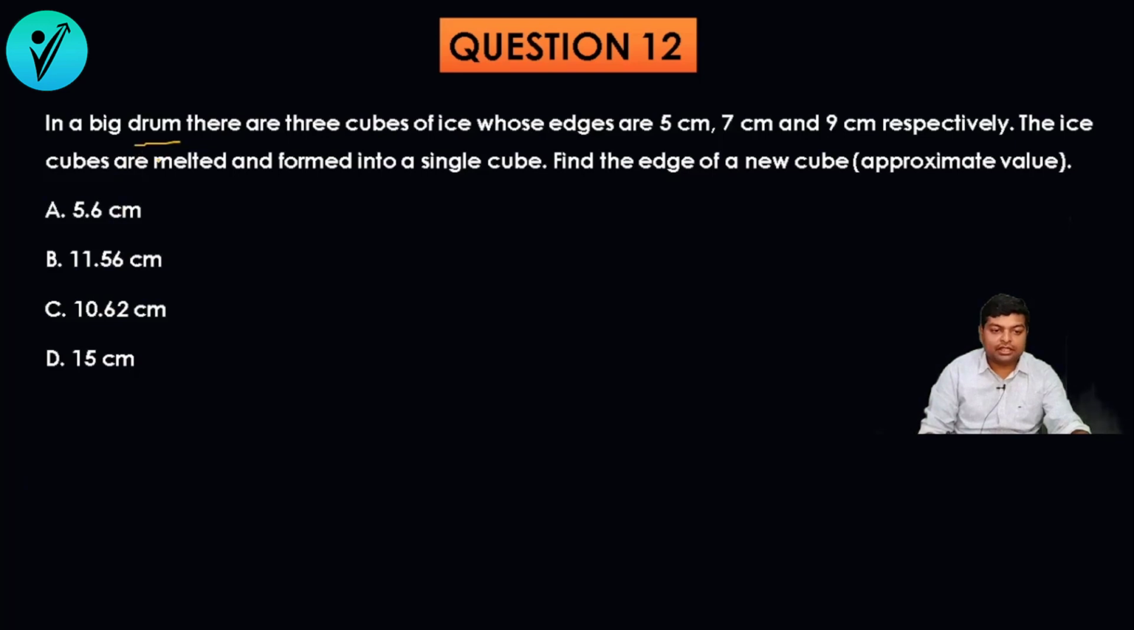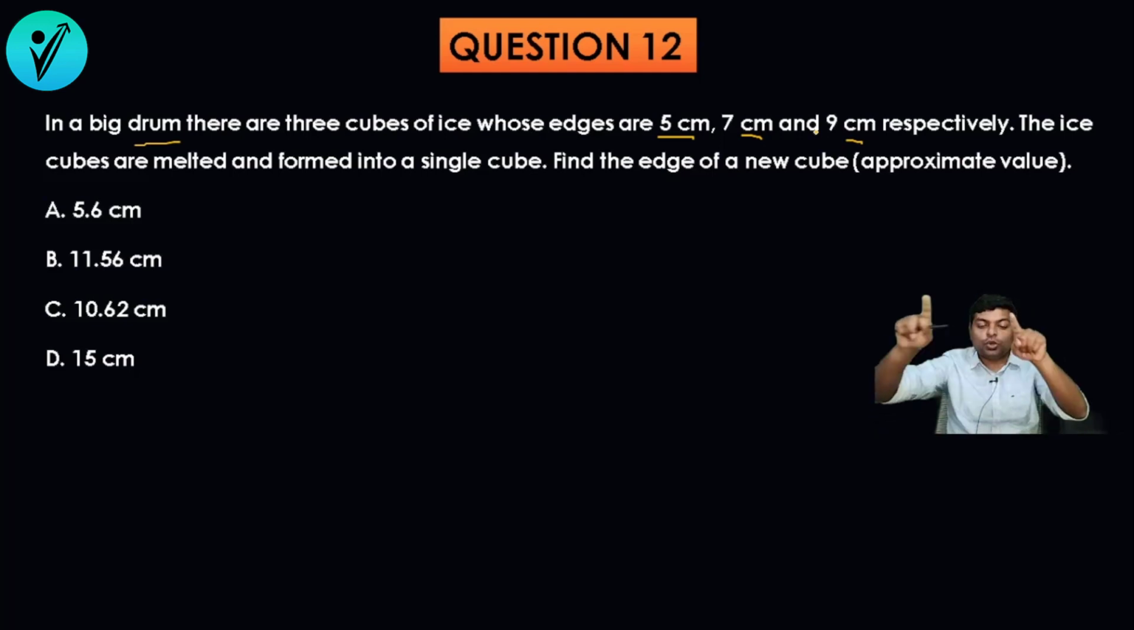So in a big drum, there are 3 cubes of ice whose edges are 5, 7 and 9 respectively. So you have 3 cubes, and the respective dimensions are given as 5, 7 and 9. The ice cubes are melted and formed into a single cube. So what we are doing, we are melting the ice cubes and now they are being transformed into a single cube. So find the edge of the new cube. Now this question says that you have 3 small cubes. Whatever will be the total volume of the small cubes, that will be equivalent to the total volume of the bigger cube formed. Whatever is the total volume of the cubes of dimension 5, 7 and 9, let the total volume be V. The same volume will be that of the bigger cube that is formed.